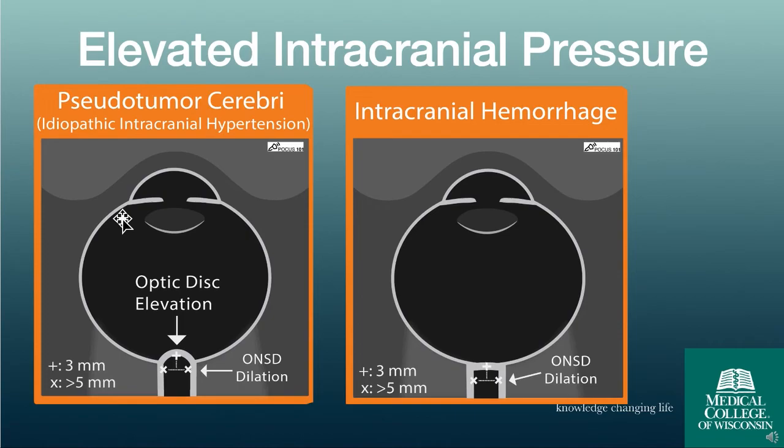So as you can see, a patient with pseudotumor, chronic elevated intracranial pressures, they'll have that optic disc elevation here, and a patient coming in with intracranial hemorrhage will have an increased nerve sheath diameter, but they will not have the optic disc elevation that you would see in chronic elevated intracranial pressure.